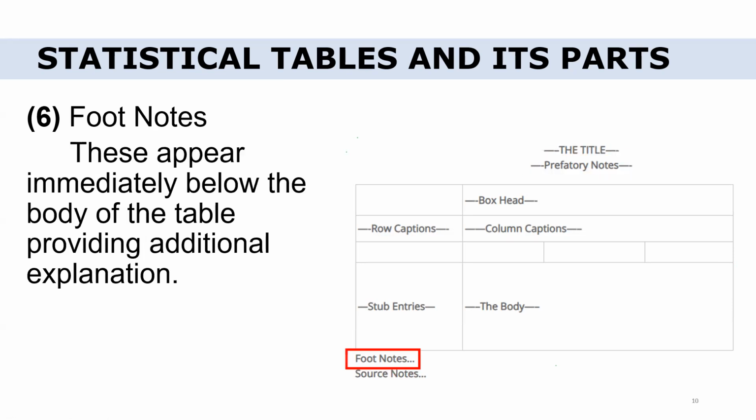The sixth one is the footnotes. These appear immediately below the body of the table, providing additional explanation. For example, the footnotes is where you place the legend or the scale of means, no?